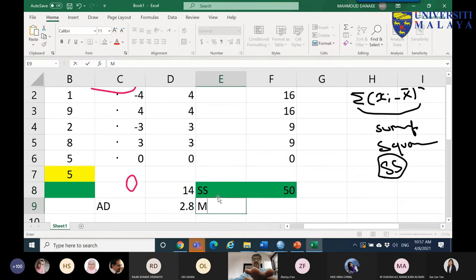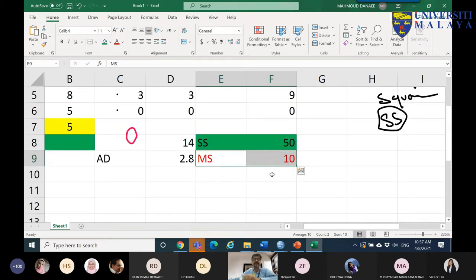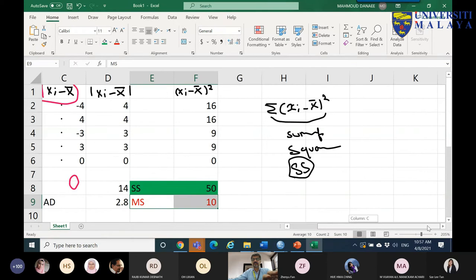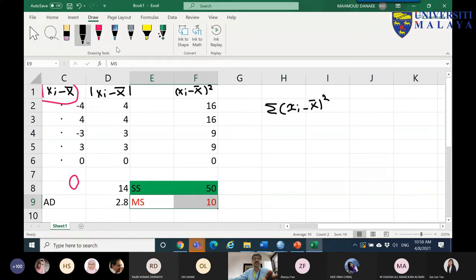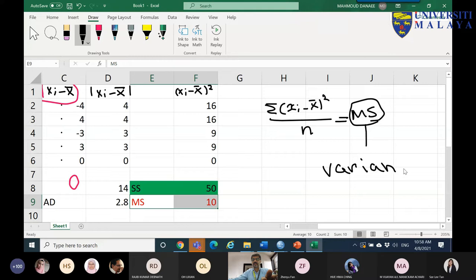Then we need to calculate the MS, the average of deviation. It means this number divided by 5. So the average of deviation, the mean score, is how much? 10, right? But the problem is here. If I divide this number by n, it will give me the MS. Do you know what the other name for the MS is? Variance.